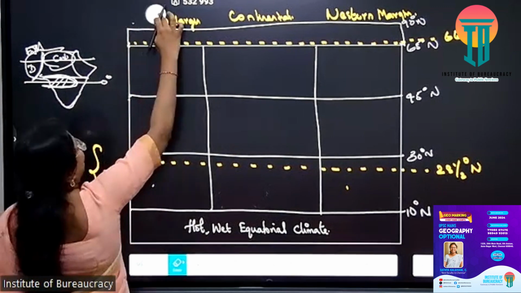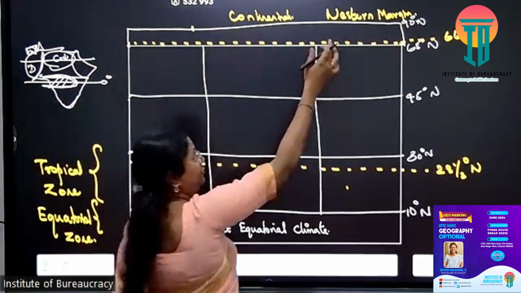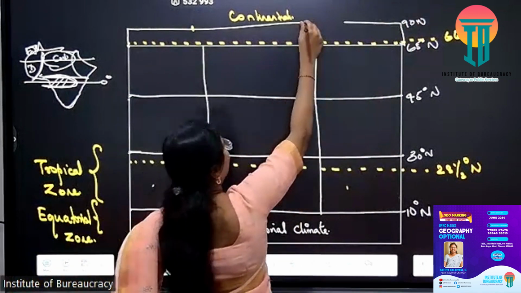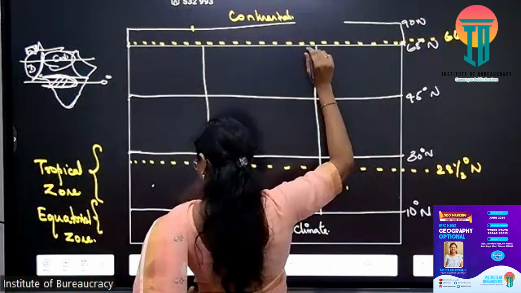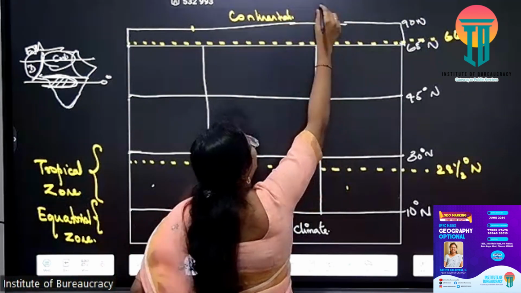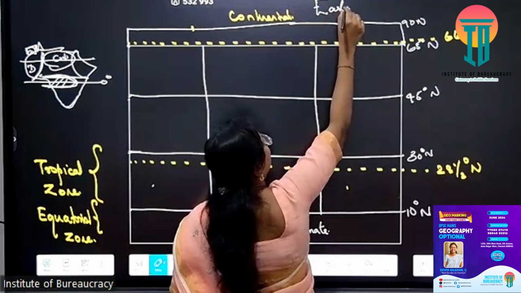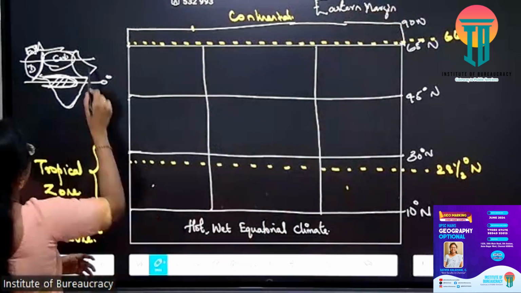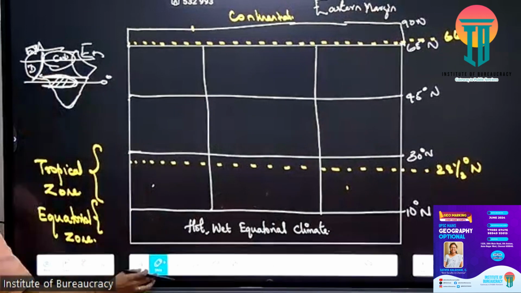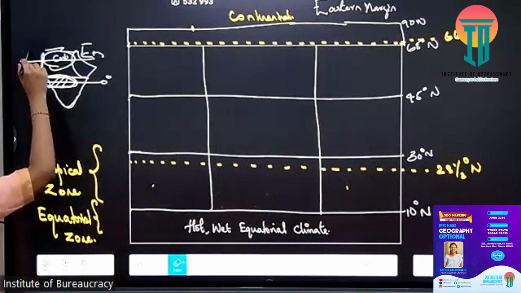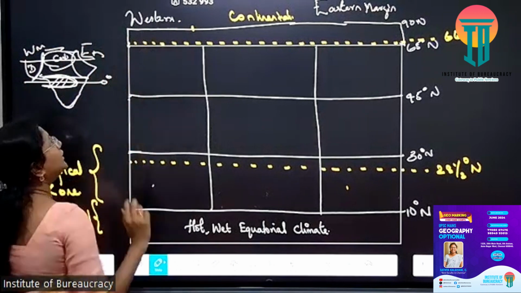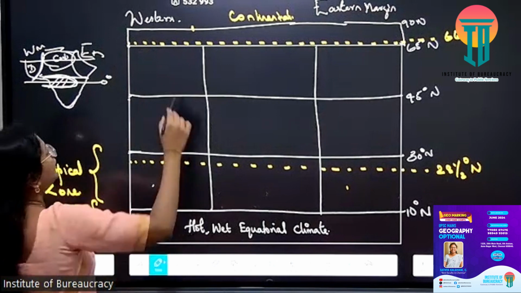My bad, east and west mixed up. Right side in the direction, right is my east. This is my eastern margin, and this is my western margin. West. Center, continental climate.